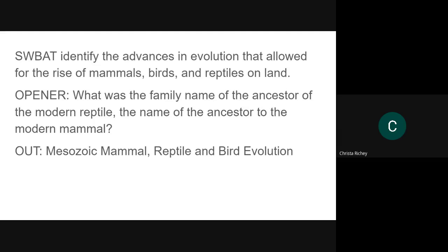Archo, meaning old. Mammal, reptile, bird evolution, yes. But the archosaur has not changed much. When it comes to the crocodilians, they look almost exactly the same as their ancestors from 250 million years ago.